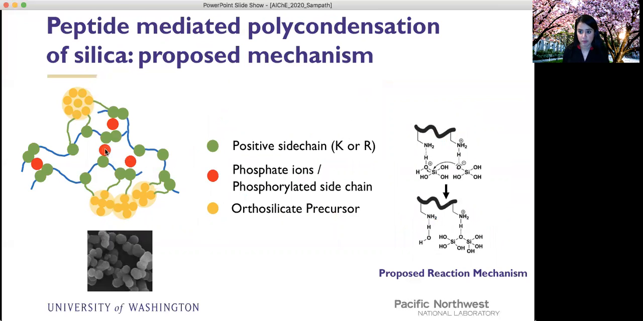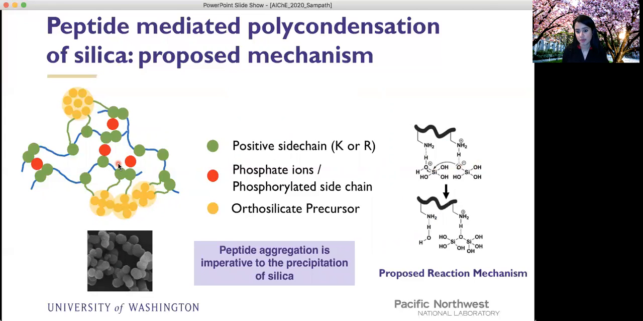Regarding the mechanism of peptide-mediated mineralization, there is some consensus that prior to silica precipitation, these peptides form aggregates, which serve as sites for condensation of the silica precursor. So if the peptides don't aggregate, then it means that they can't precipitate silica. And it's posited that both phosphate ions from the buffer and the phosphorylated side chains serve the same purpose in bridging the positive groups between the chain. No one has yet been able to capture the structure of these aggregates.